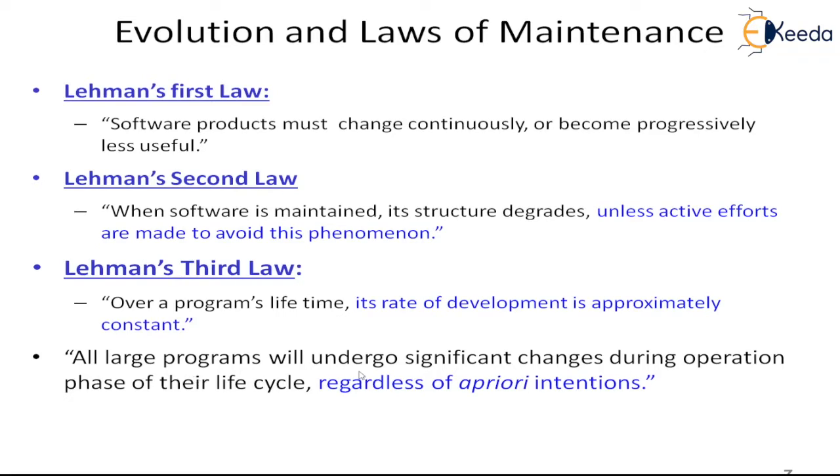All large programs will undergo significant changes during operation phases of their life cycle, regardless of the a priori intention. Whatever the intention, as we discussed the causes of maintenance, it will definitely undergo a significant amount of changes during the operation phase of the life cycle. When the software is operational, that is the time we are doing the maintenance. So the maintenance phase and the operational life cycle are the same.